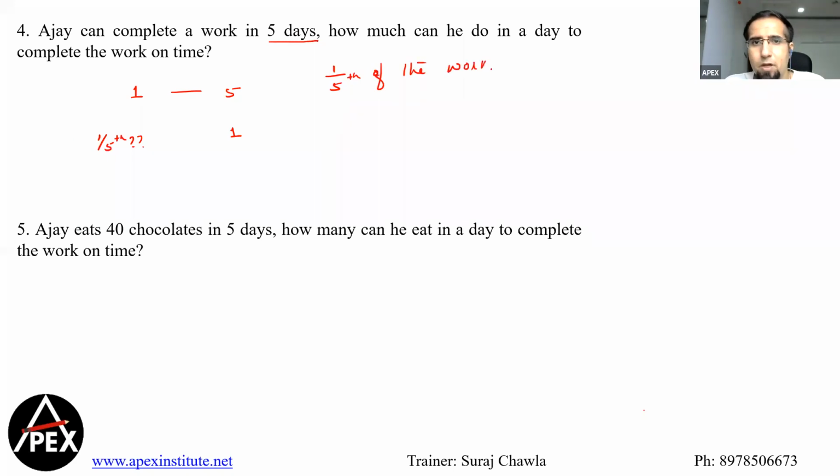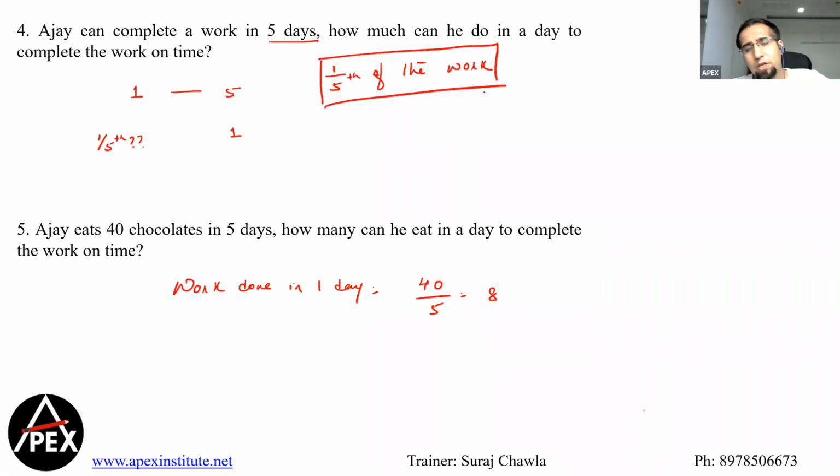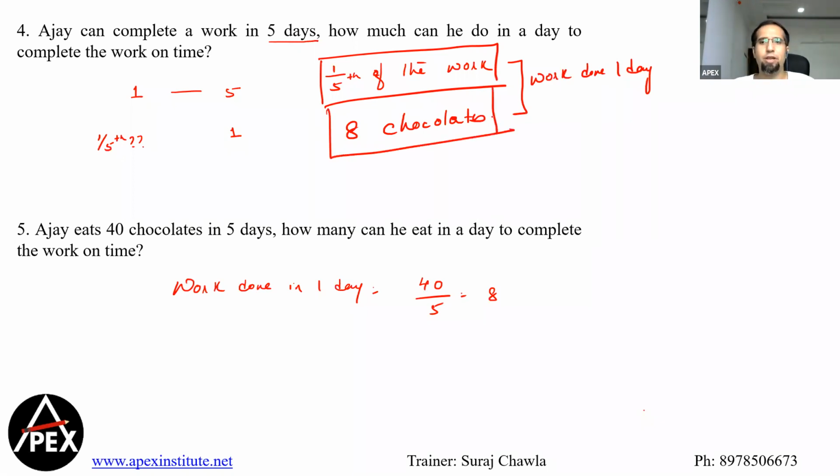Okay. Now here I'm saying that Ajay eats 40 chocolates in 5 days. Okay. So work done, how many could he complete in a day to complete the work on time? Okay. So work done in one day is equal to 40 by 5, that is equal to 8. Now tell me, what would you prefer, guys? Writing 1/5 of the work in a calculation or writing 8 chocolates in the calculation? Because both of them are representing work done in one day. So tell me, which one would you prefer, guys? 1 by 5 in calculation or 8?